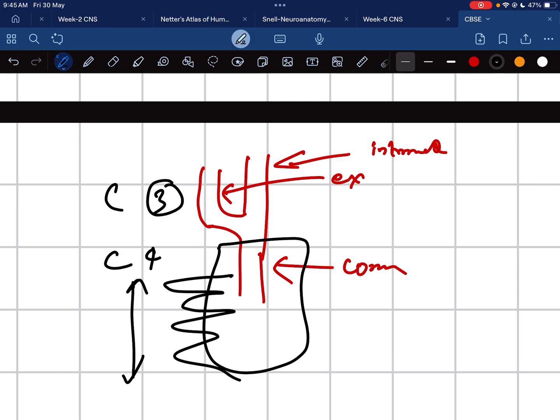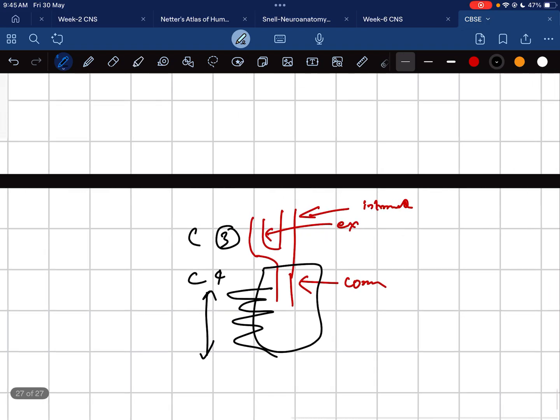Now we can move on to a clinical implication: we check the carotid pulse at the common carotid artery. At one time we can check only one side of the carotid pulse. We can't check both sides of the carotid pulse at once.